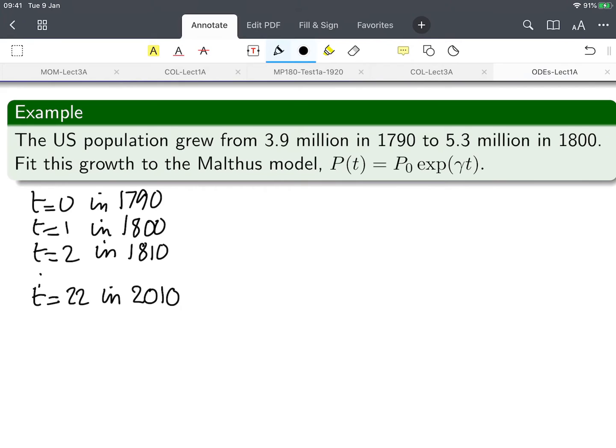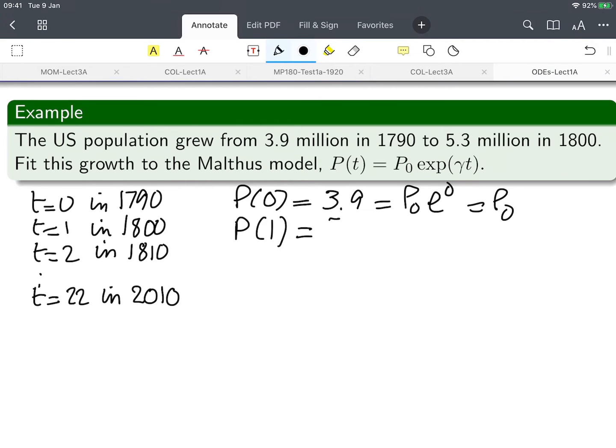So let's go for it. When T is 0, P is 3.9. So let's count in millions. And that's going to be P0 exponential gamma times 0. That's just P0. Okay, so we found P0. That was easy. To find gamma, we're going to use the other data. We know that P1 is 5.3. And that's going to be P0, which is 3.9, exponential gamma times 1.